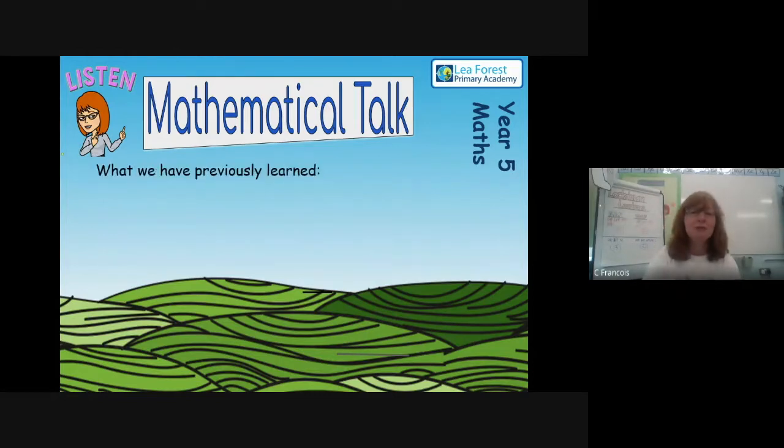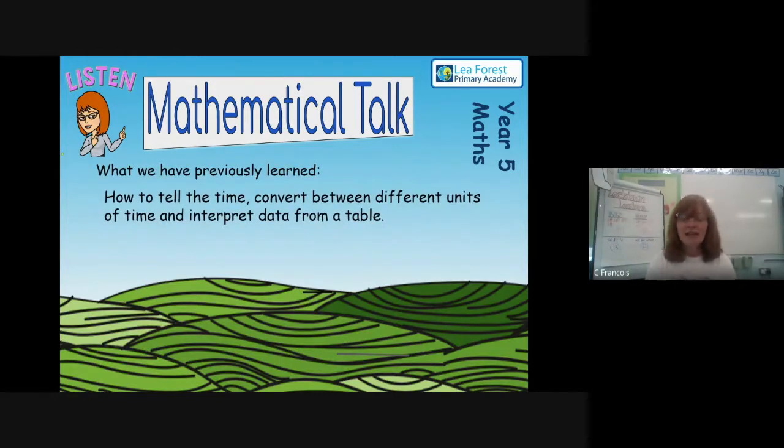So what we have previously learned. Where has our learning journey in school taken us so that we can get to this point? We've learned how to tell the time. We've learned to convert between different units of time. So that's analog time when we say o'clock, to digital time when we use a 12 or 24-hour clock.